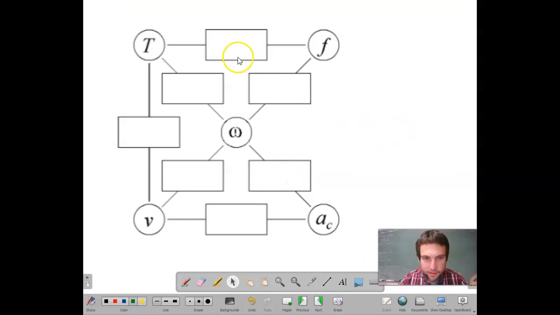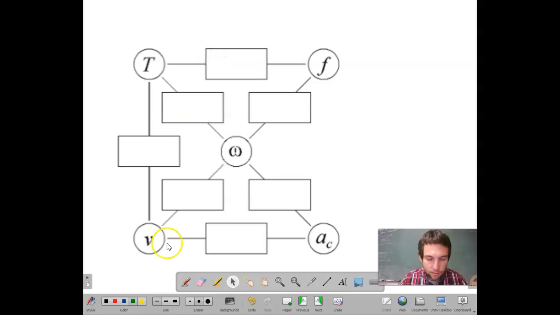All right, let's try to fill in this thing here, T. In this box, what I want you to have is T equals 1 over F. That's the relationship between these two, right? Or F equals 1 over T. They're inversely related, period and frequency. What about the relationship between V and period?